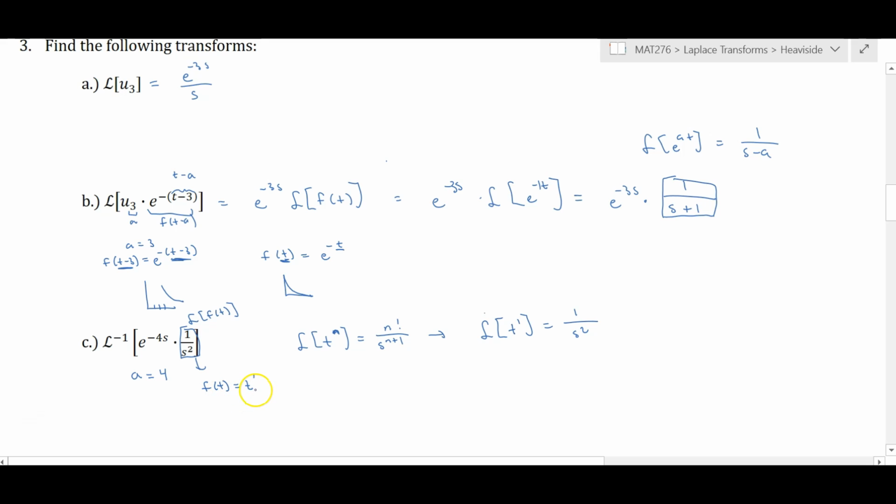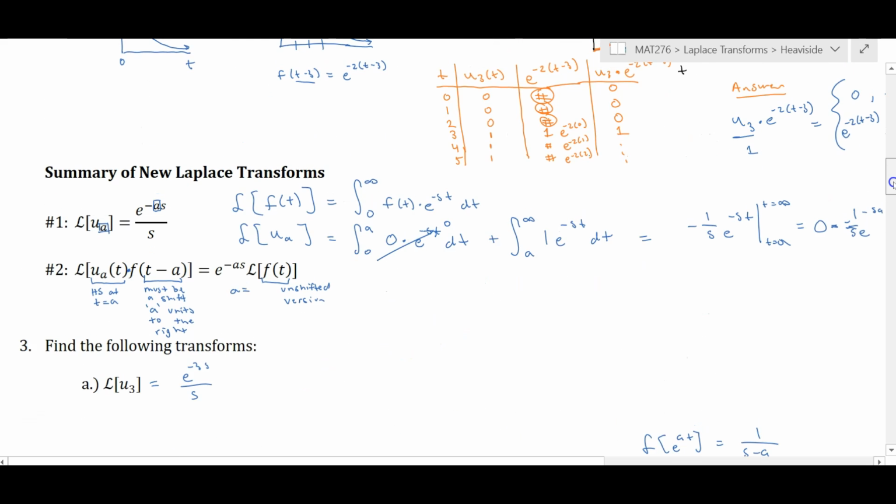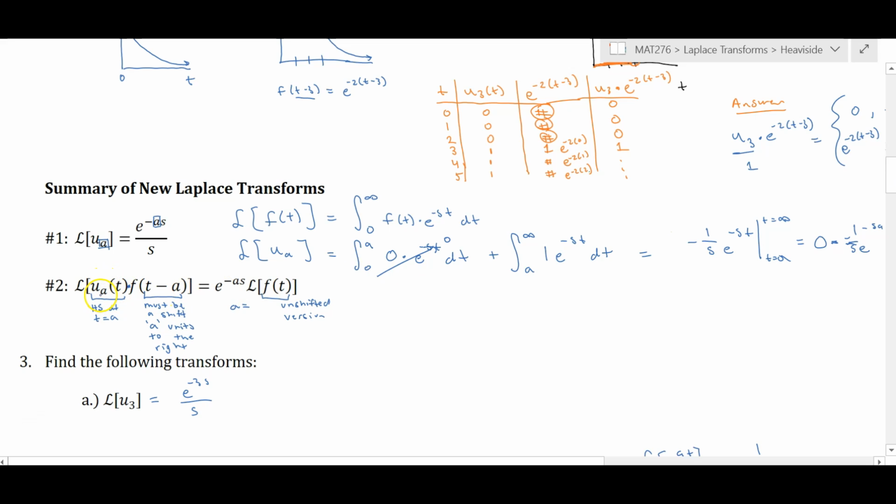So if f of t is t to the first, then f of t minus 4, because a is 4 in this case, would simply be a matter of replacing the t with t minus 4, right? The input gets replaced with t minus 4, so this would be t minus 4 to the first power. And that's all we need, my friends. All we need to know is what a is, and then what f of t minus a is, and then the inverse of that would be the Heaviside at time 4 times f of t minus 4.